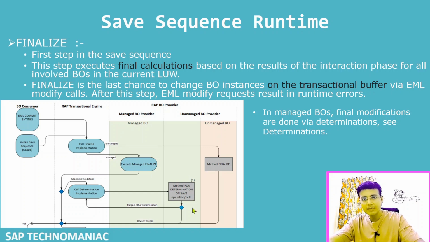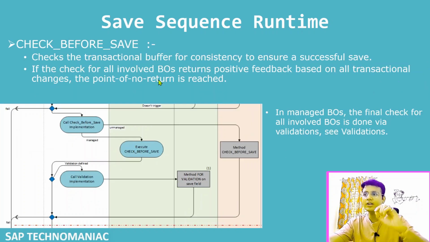Whatever you want to add as new values in existing fields, or modify existing values based on other values, basically whatever modification you want to do on the transactional buffer, you do in the method finalize in the unmanaged scenario. In the managed scenario, you do it in the determination. After this, it will either pass or fail. If it fails, then it will call the cleanup method directly, which we will discuss.